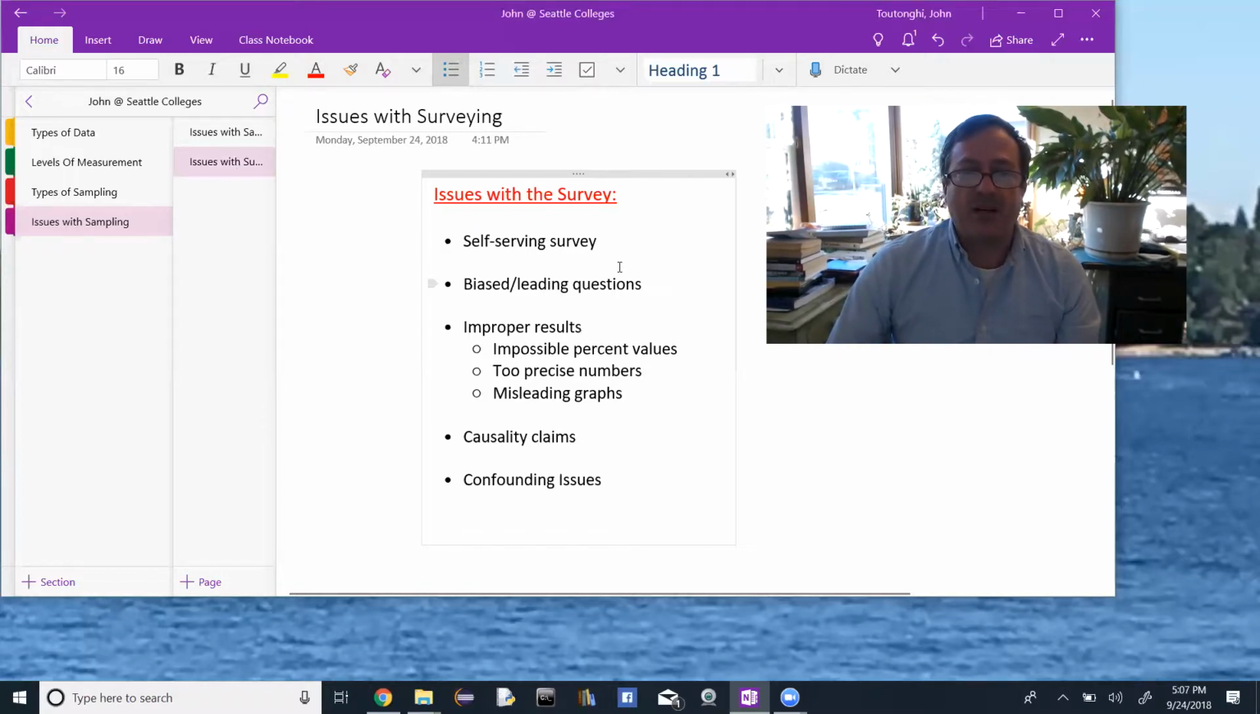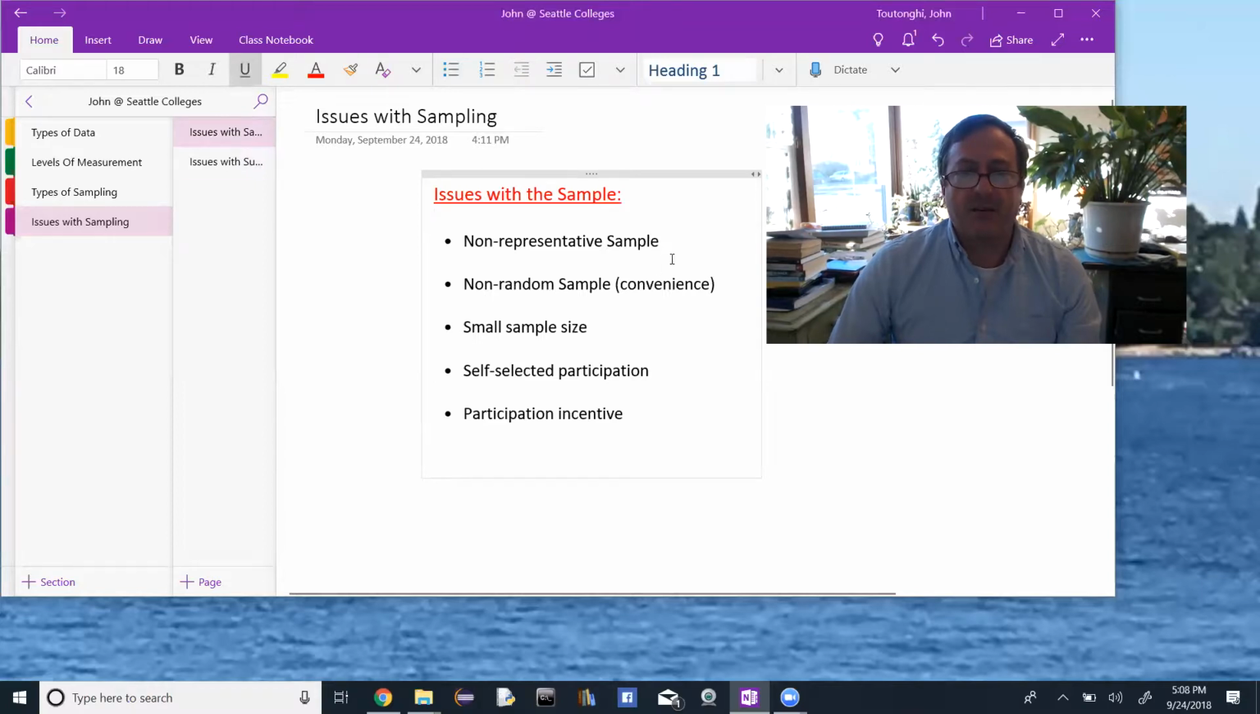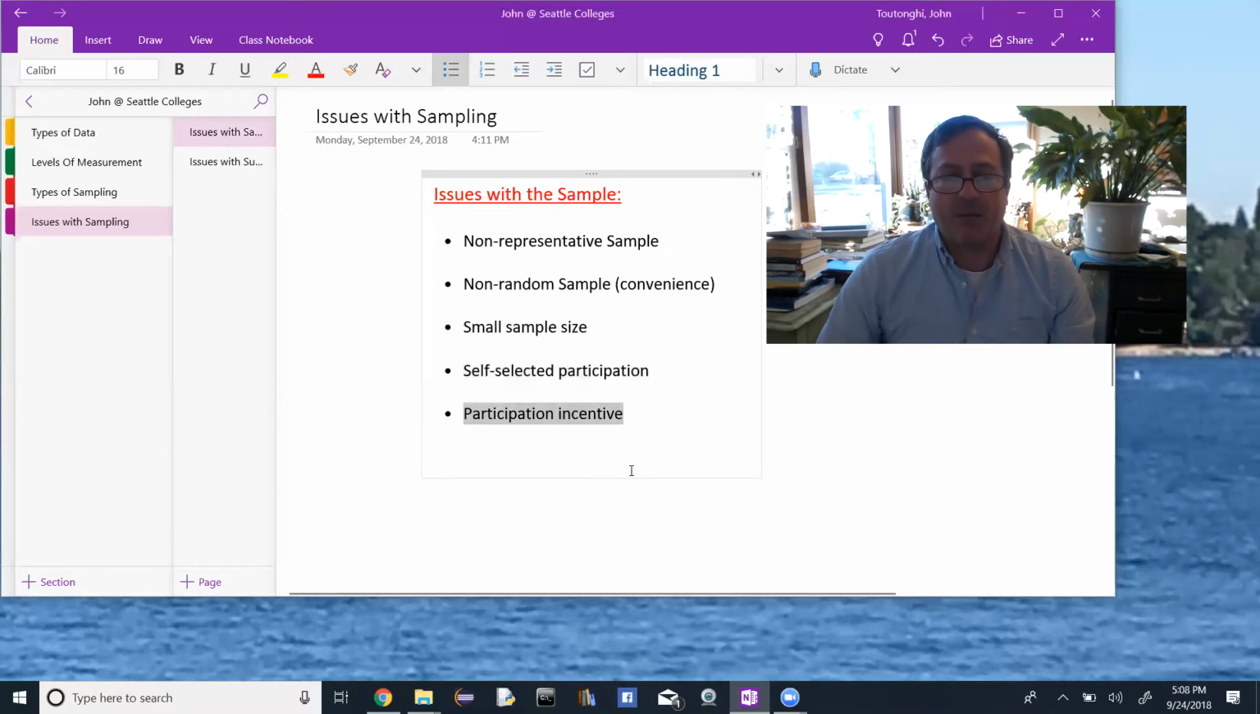The most common ones are the self-serving survey, the biased and leading questions, and then improperly giving or displaying your results. And back to sampling, the most common thing is a non-representative sample, or a non-random sample, or a sample size that's too small. Some of that can be caused by self-selecting participation, mail-in surveys or online surveys, or some survey where you get a participation incentive, a reward for completing the survey.